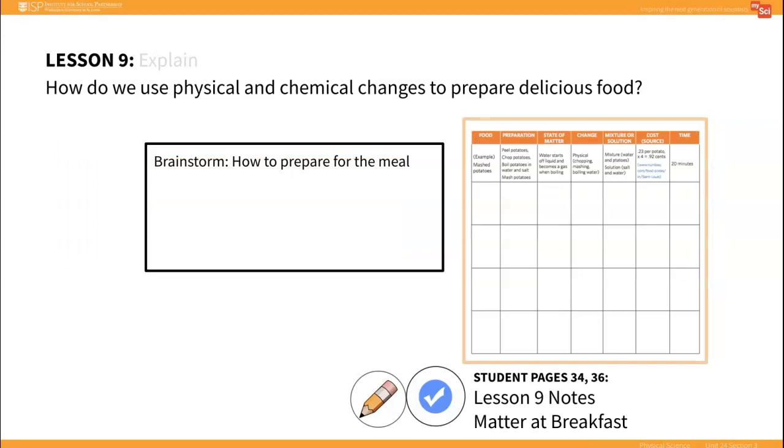In the Explain portion of this lesson, students will brainstorm how they actually prepare their meal. As students are brainstorming, take time to walk around the room and ask them very targeted questions. You'll want to make sure that students are specific enough as they're describing the preparation that they're able to identify the states of matter, if a change is occurring, if it's a mixture or solution.